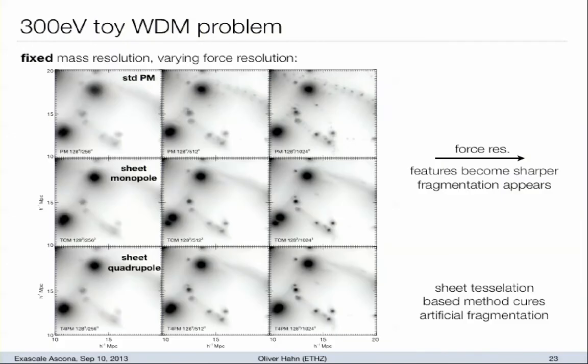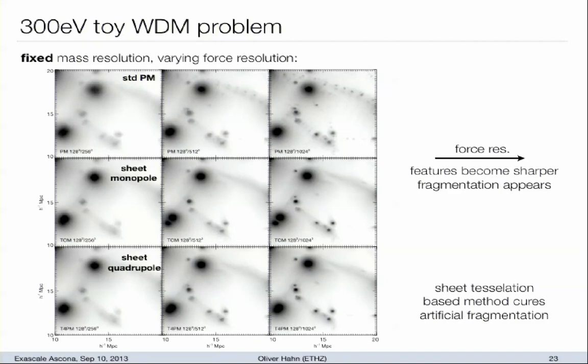So we can finally run a cosmological problem. Now we run a 300 electron volt warm dark matter spectrum, but with a distribution function in the cold limit, which is probably totally fine. So this is for the standard PM. As you crank up the force resolution, now you should get far sharper features, right? So we are non-adaptive, but we should get sharper features.